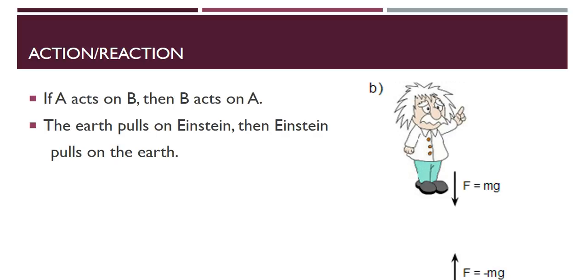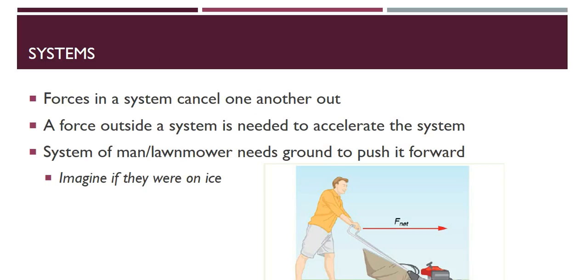They are acting on different objects, but if we have things within a system, they are going to cancel out. We need a force outside the system, or external to the system, to accelerate the system. So we've got a guy pushing a lawnmower, and the forces of the guy and the lawnmower are canceling out. They need a force from outside of their system to accelerate their system. And so the force that is accelerating their system is the ground pushing them forward.